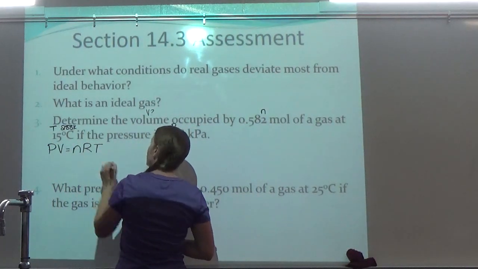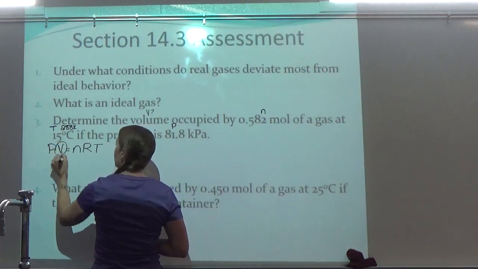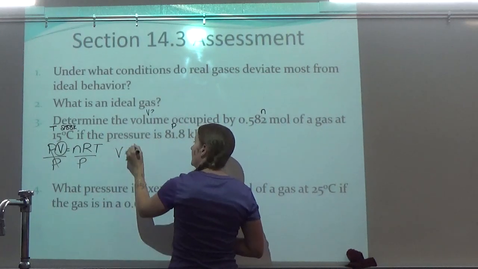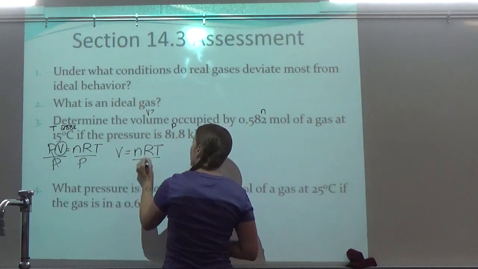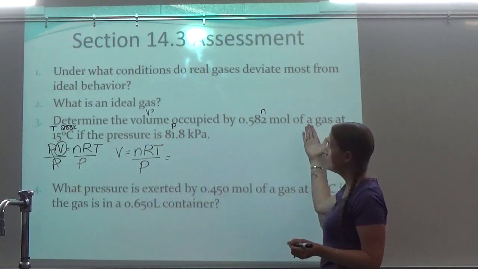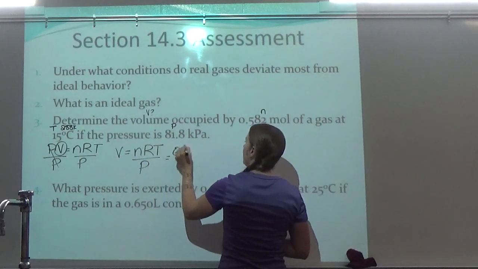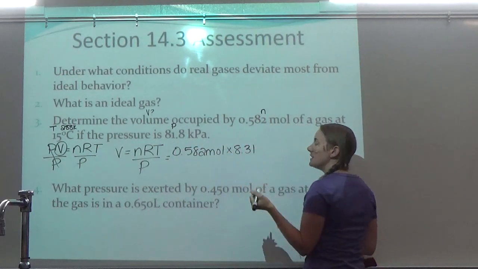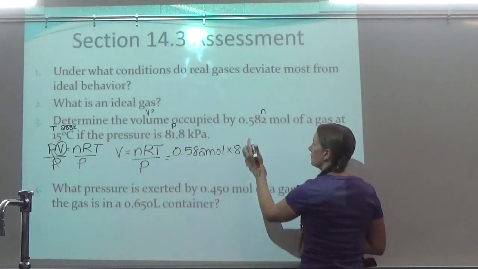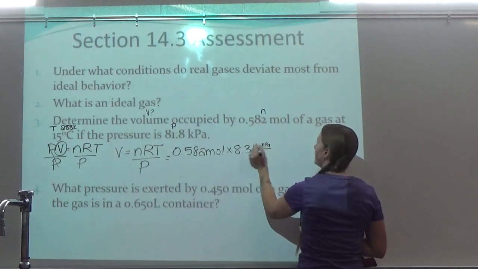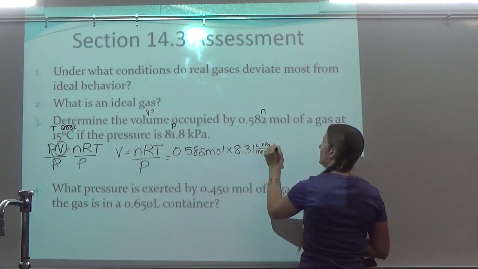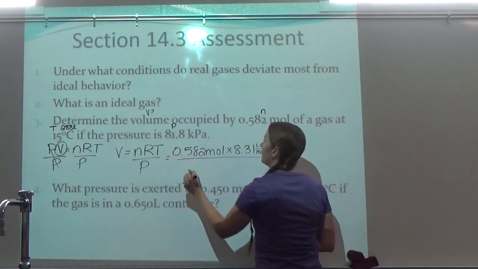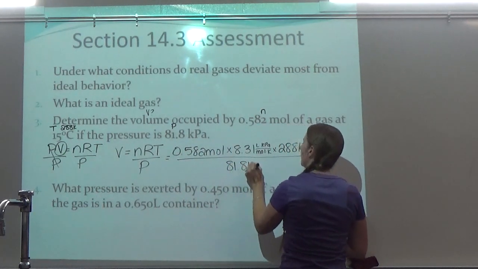So we know PV equals nRT. Here I'm solving for V. So to get it by itself, I divide both sides by P. So V equals nRT divided by P. And then because I've labeled everything, I just plug in. So my n is 0.582 moles. My R, of course, is my ideal gas constant, which is 8.31 liters times kilopascals over moles times Kelvin. My temperature is 288 Kelvin. And my pressure is 81.8 kilopascals.